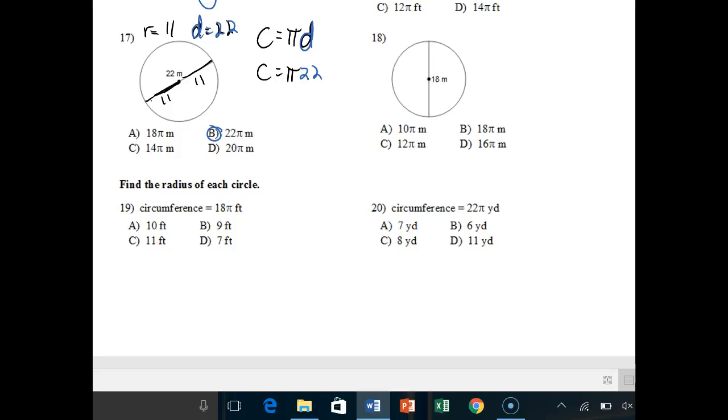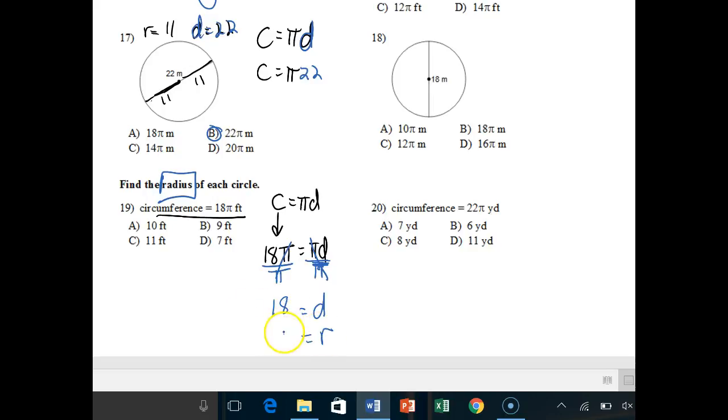And lastly, on number 19, it's working backwards. If I give you the circumference is 18 pi, say c is equal to pi d. I know my circumference this time, so 18 pi is equal to pi d. I divide both sides by pi. The pi's cancel off, and my diameter is equal to 18. But they asked for the radius. Good catch. So my radius, therefore, is half of my diameter, which is 9. If I drew the circle, there's the diameter of 18, and the radius would be this part right here of 9. That's what they wanted. They wanted the radius. So that's why B is your answer.